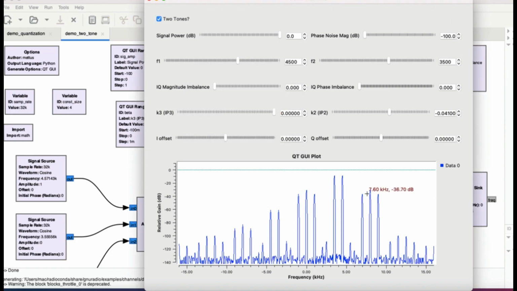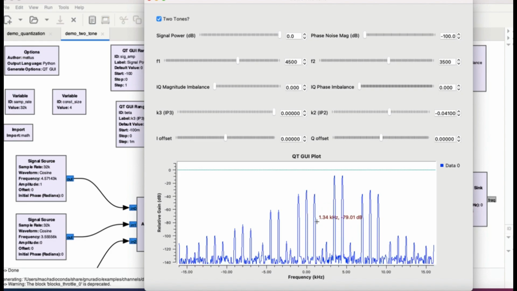So this is the component at 8 kilohertz, and you will also see a component at negative frequencies as well, and then you will also see a component at 2 times f1. So 2 times f1 is 9 kilohertz. You will also see a component at 9 kilohertz. 2 times f2, which is 7 kilohertz. You will also see a component at 7 kilohertz. So that's what you'll start seeing when you have non-linearity effects.